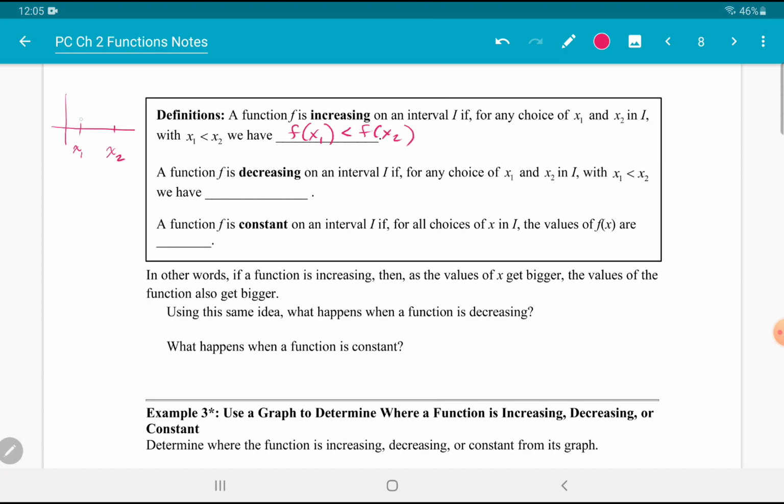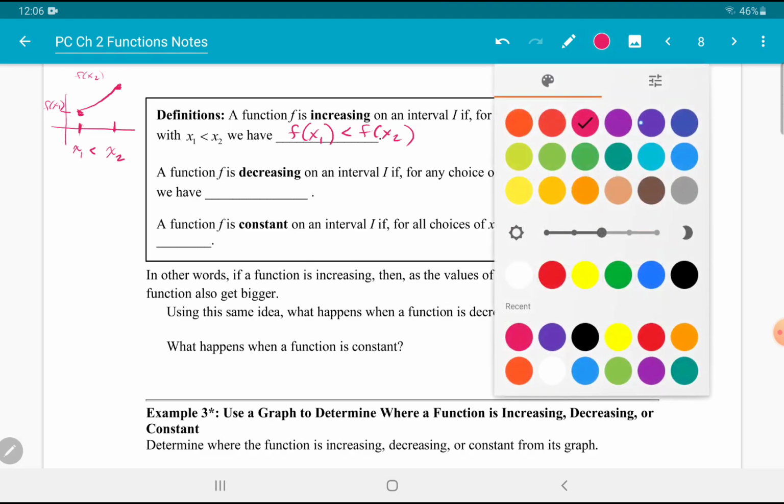What this means is that the output of x1, let's call this the f of x1, notice how it is pretty low, but x2 will be higher. This will be the value of f of x2. Basically, you see that the graph is increasing in that way. So if you have two x values, x1 is smaller than x2, you have such that its y value is also smaller than f of x2's y value. That's how you know something is increasing.